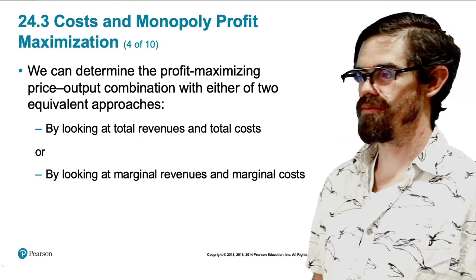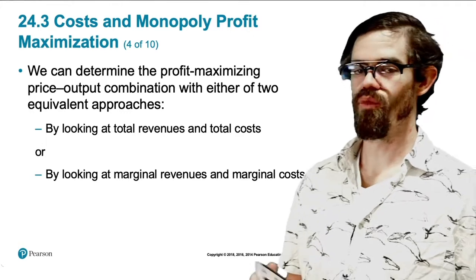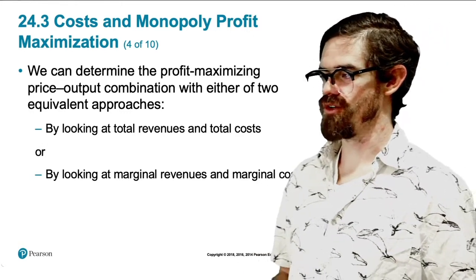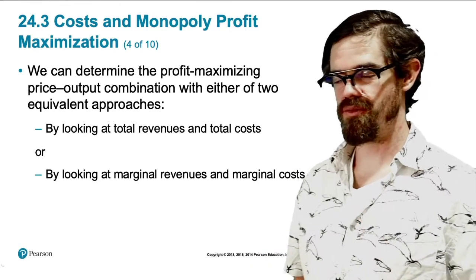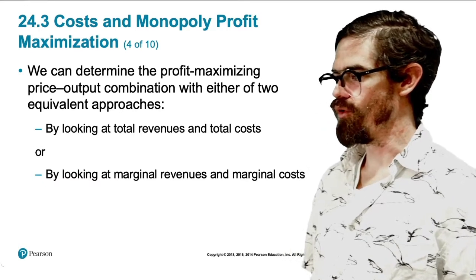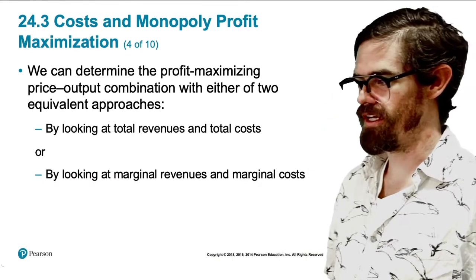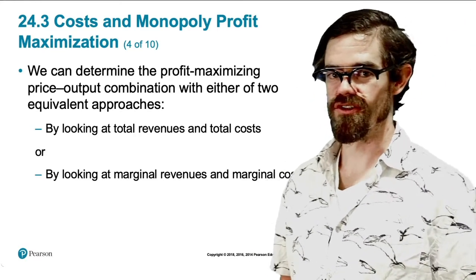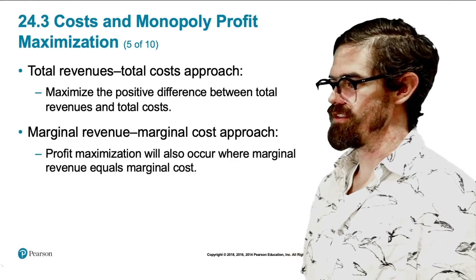Now we can determine the profit maximizing price-output combination with one of two equivalent approaches. One approach is to look at total revenues and total costs and maximize the difference between those things. Or we can use the more common approach and look at marginal revenue and marginal cost. And so we actually saw this already with perfectly competitive firms. But let's take a look at these, right?